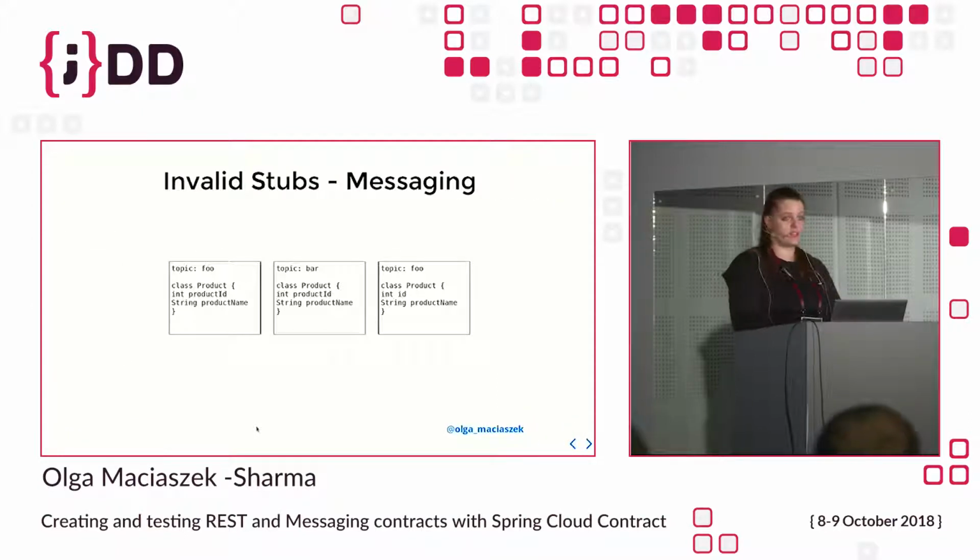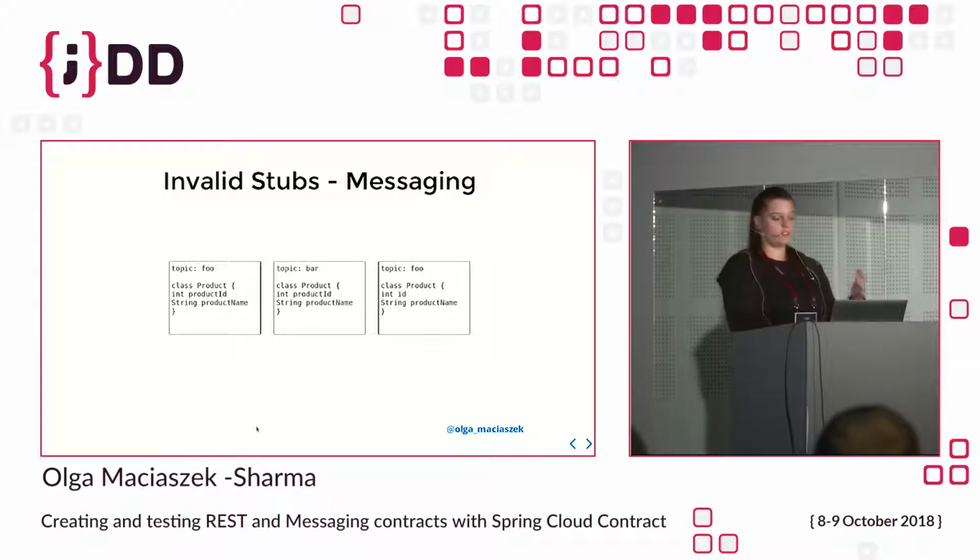Of course, the same thing can happen with messaging. So we can expect a message that will deserialize to a certain POJO, in this case a product, that will have a product ID, a product name, and will be sent to topic foo. But the other team, also, again, we can stub it, and we can mock it. There are lots of frameworks for messaging tests that allow us to stub the routes. So during the test, we just get what we expect.